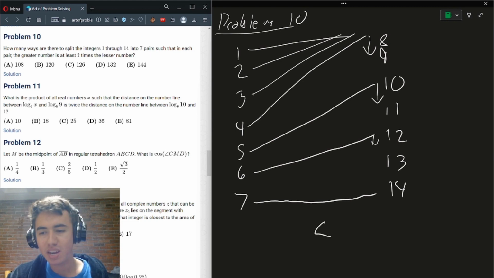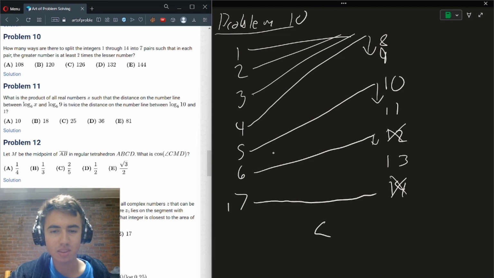So for the 7, like we said, we only have 1 option to pair. Now for the 6, we have 2 options to pair. Why not 3? Because we know the 7 is already taking away one of our options. So let's just write it like this. So there's 2 options here.